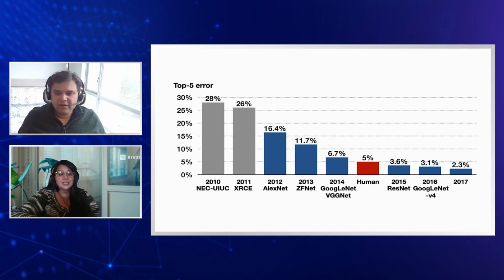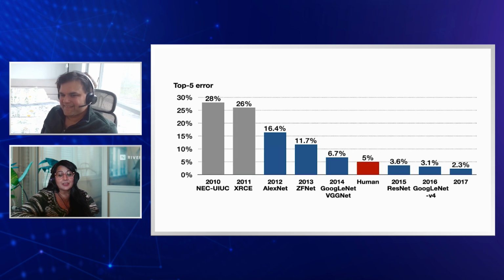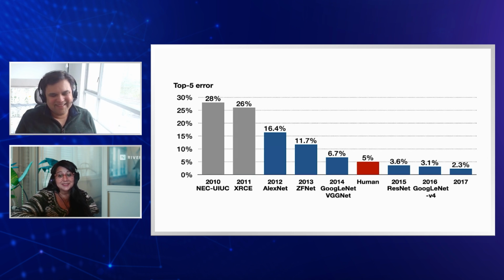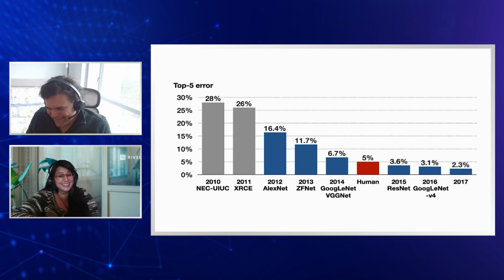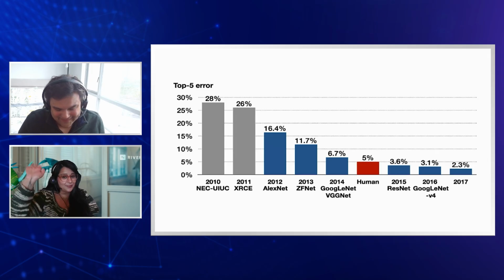But in 2015 the contest stopped because it was solved, right? Like the problem was solved. And also, we just figured out that computers got smarter than humans, and humans don't like that. Maybe that's why. They're like, nope, we're done. We're feeling dumb. We don't need this anymore.